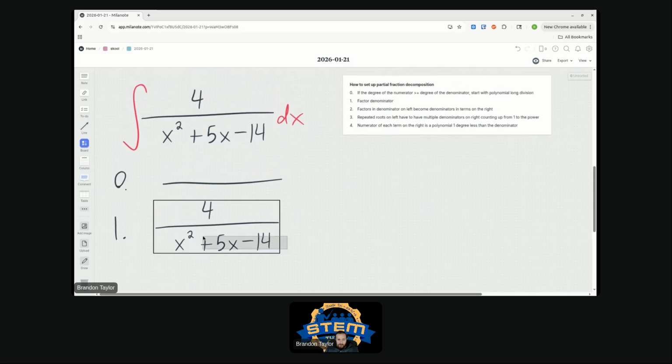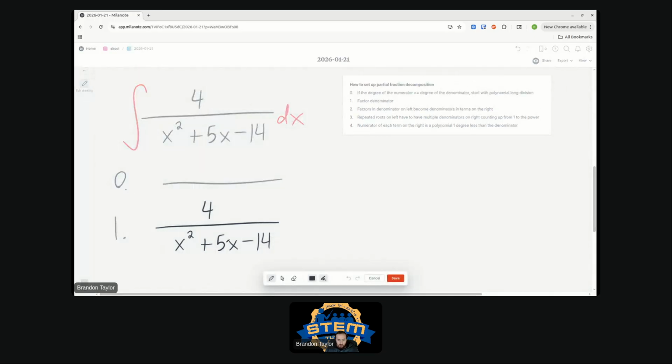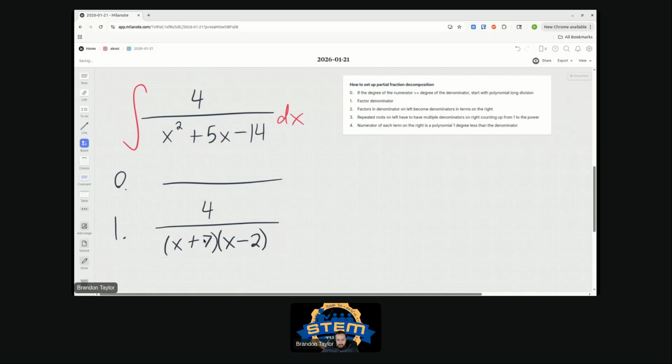So there you go. How would we factor the denominator here? Well, which 2 numbers would add up to 5 and multiply to negative 14? If you think about it for a while, and this is where having your factoring skills can be helpful, it'd be x plus 7 and then x minus 2, right? 7 times negative 2 is negative 14. Check.